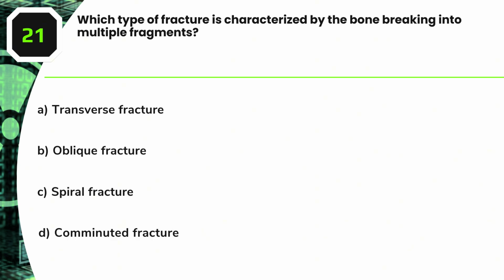Question 21. Which type of fracture is characterized by the bone breaking into multiple fragments? A. Transverse fracture. B. Oblique fracture. C. Spiral fracture. D. Comminuted fracture.